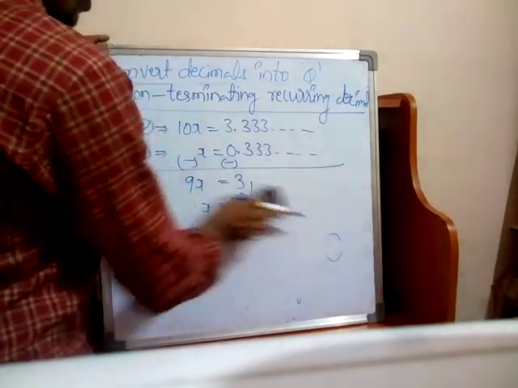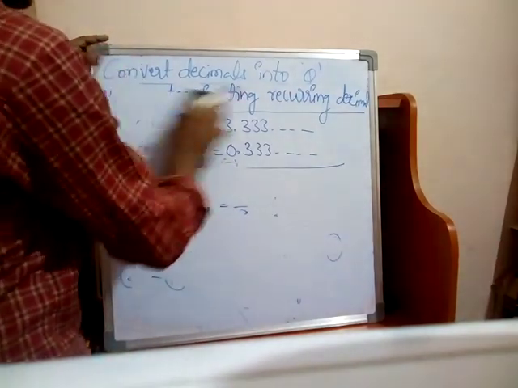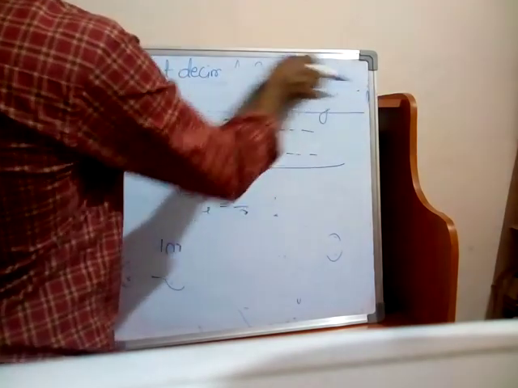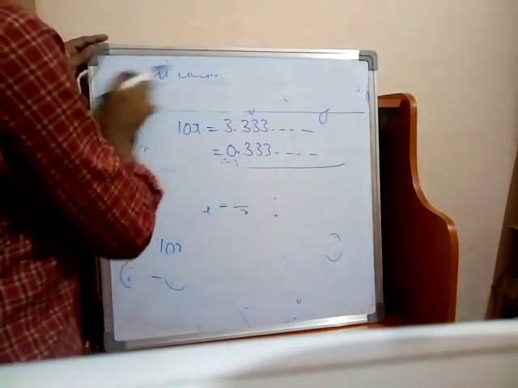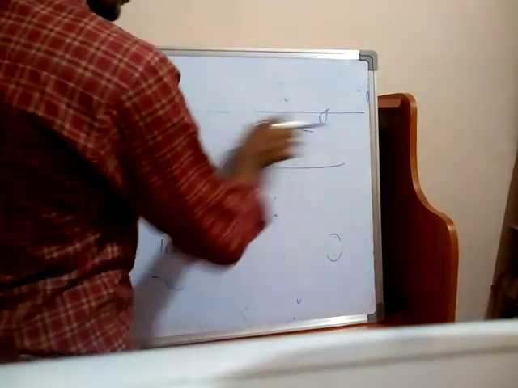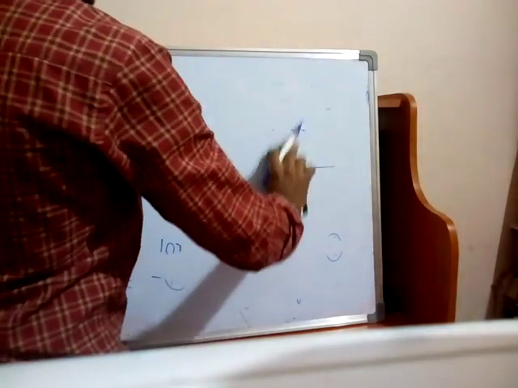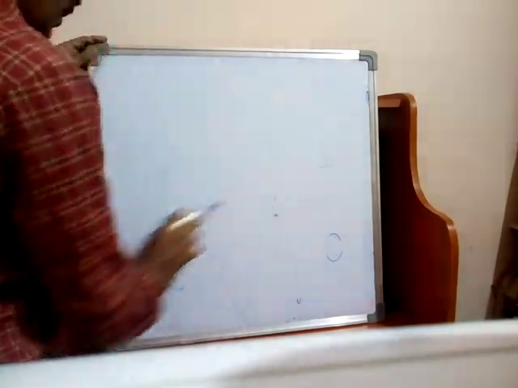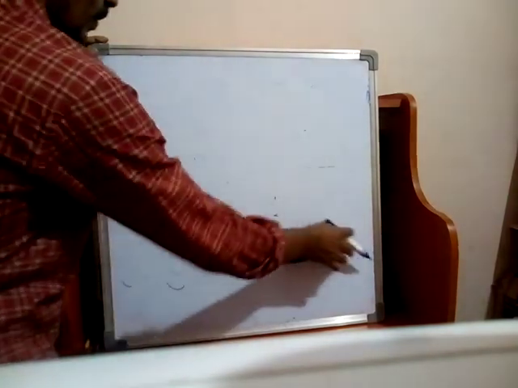I will explain one more problem. Every rational number can be expressed in the form of a terminating decimal or a non-terminating recurring decimal. So one more problem I will explain.